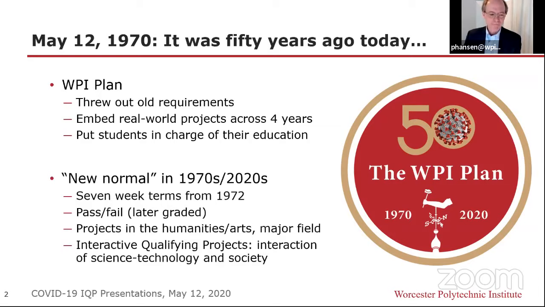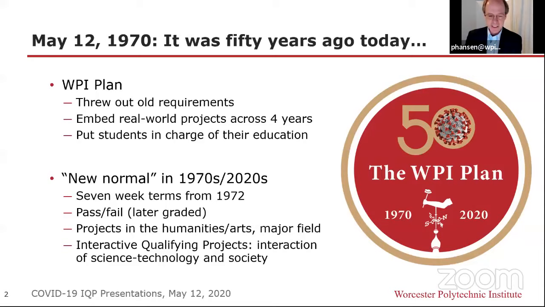The WPI plan created a new normal in the 1970s. They gave themselves 2 years from the adoption of the WPI plan in May 1970 before adopting 7-week terms in the fall of 1972, pass-fail grades, which later became graded, and required projects in the humanities and arts and in the major field. One of the real innovations of the plan was to create an interdisciplinary third-year project, the Interactive Qualifying Project, that was at the intersection of science or technology and society. Those projects created by the WPI plan are what you will see today in their current form in the 2020s.